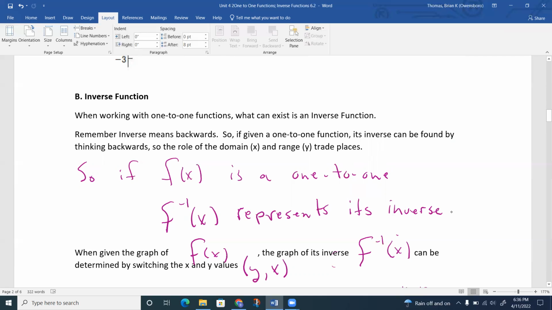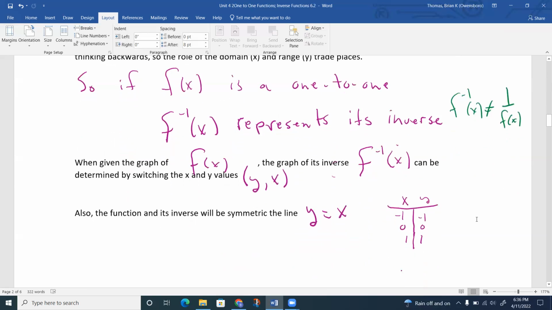So as we move forward, if f of x is a one-to-one function, then f inverse of x, written f to the negative 1 of x, represents its inverse. Now we have talked about negative exponents, but f to the negative 1 of x does not equal 1 over f of x. That's not the same thing. So this is just a notation that means we have an inverse function. So don't confuse it with a negative exponent. It doesn't actually mean that here.